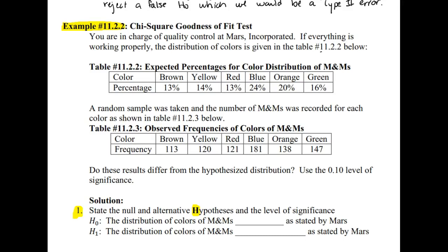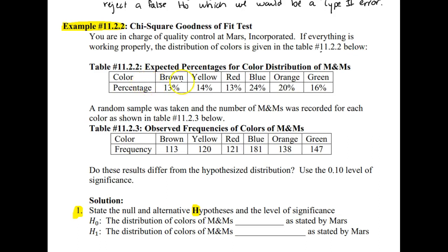All right, so example 11.2.2, chi-square goodness of fit test. Let's look at one where we're actually collecting data from some industry or place of business, versus rolling a die. So you're in charge of quality control at Mars Incorporated. If everything is working properly, the distribution of colors for M&Ms is given in table 11.2.2 below.